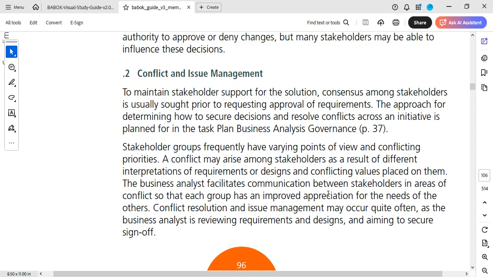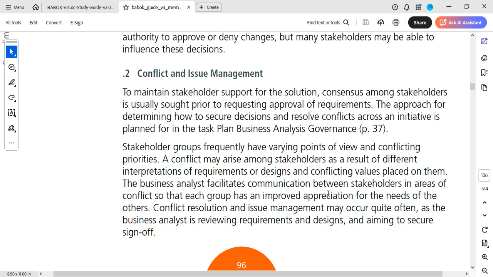Okay? A conflict may arise among stakeholders as a result of different interpretations of requirements or designs and conflicting values placed on them. Yes, at the end of the day, they will be like, oh, I thought it was supposed to be like this. I'm not seeing this requirement. Why is this requirement like this? Why is it missing some information? Not knowing that they've already said, okay, remove that, it won't be necessary. And so that is why you have to track who said what and what's your feedback. You have to have that communication line with your stakeholders.